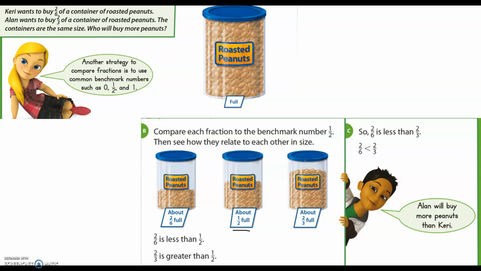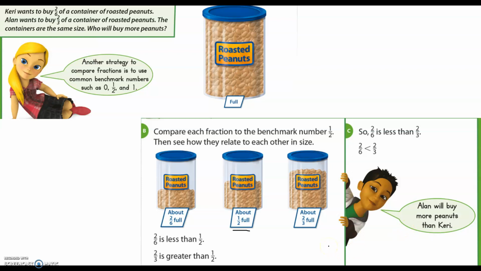I can see that Carrie has a lot less peanuts than Alan. So 2/6 is less than half, 2/3 is greater than half. So 2/6 is less than 2/3. Alan will buy more peanuts than Carrie.